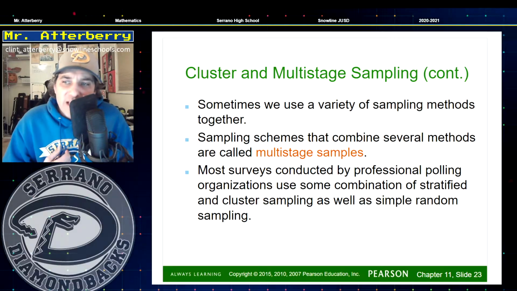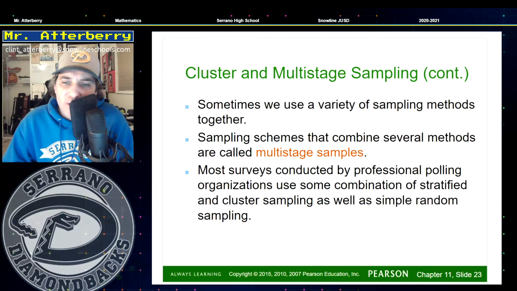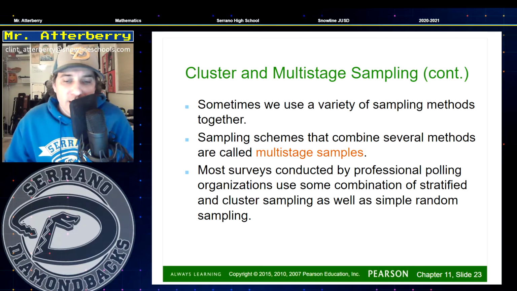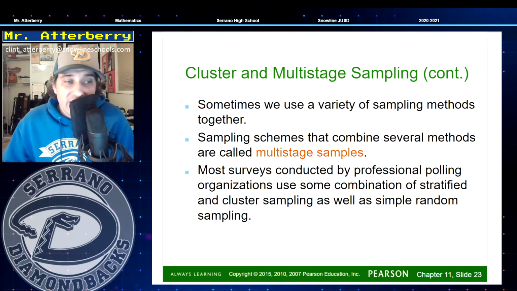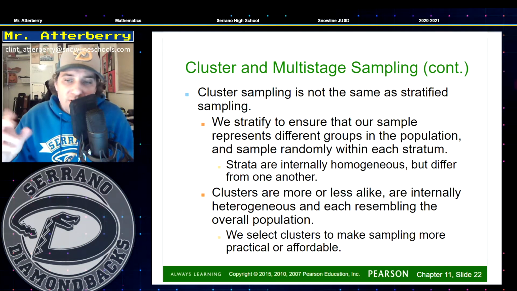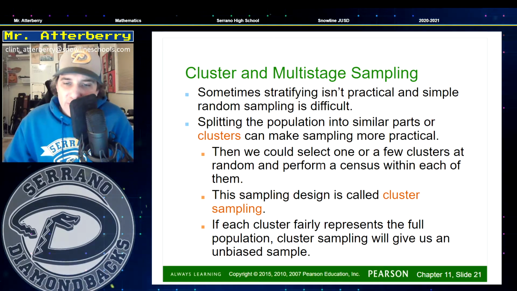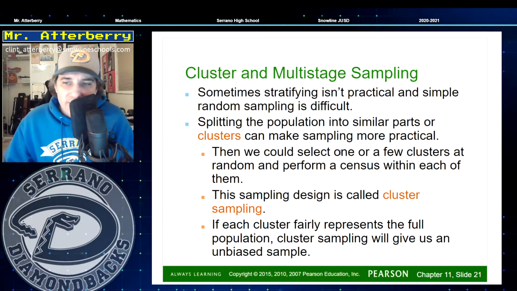Sometimes we use a variety of sampling methods together. Sampling schemes that combine several methods are called multi-stage samples. Most surveys conducted by professional polling organizations use some combination of stratified and cluster sampling as well as simple random sampling. Okay, so one of the big differences between the stratified and the cluster is that in cluster sampling you take a small group and you actually do the entire small group. So you perform a census within each of the small clusters.